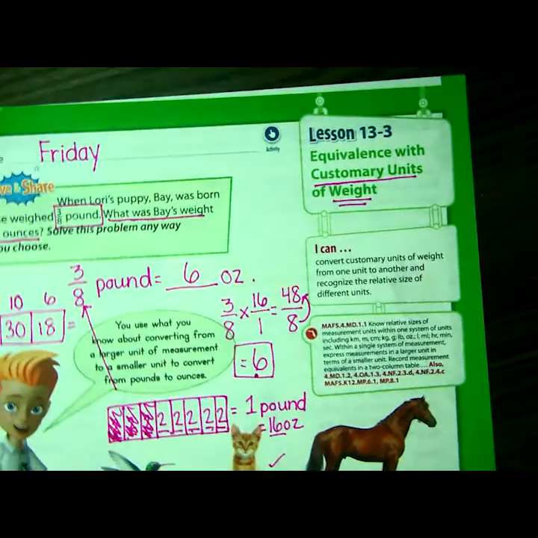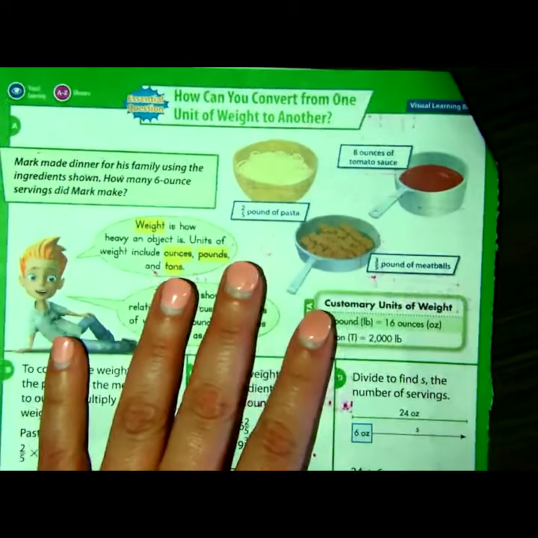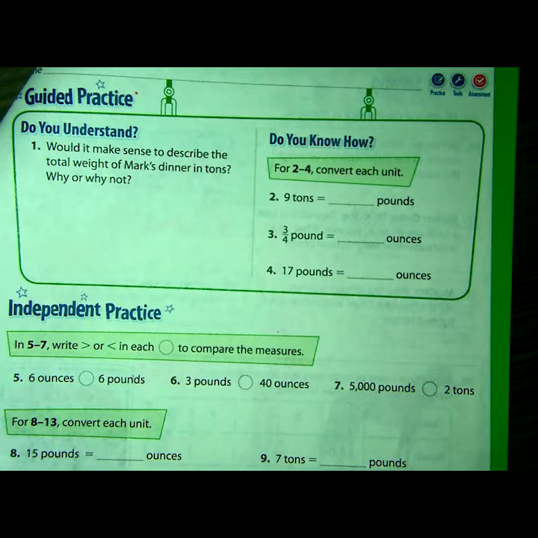Let's turn the page. We're going to skip this problem for right now with the pasta. Excuse me. And we are on page 491.